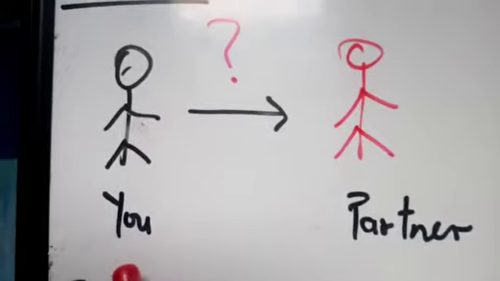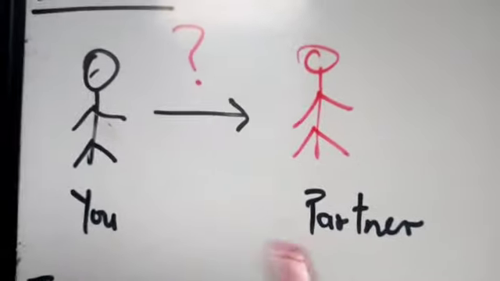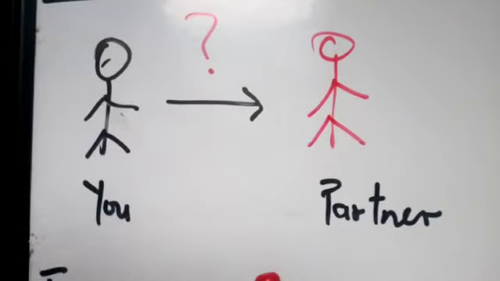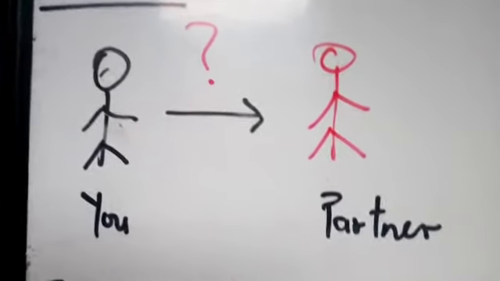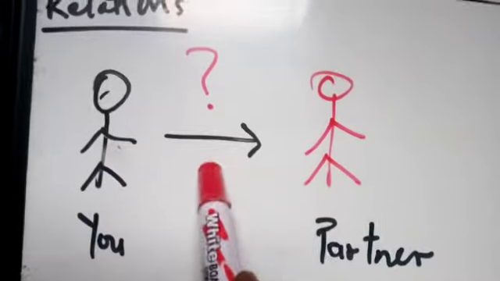Now this image here shows that maybe you are here and then your partner is also here. So what is the relationship between the two of you, right? What's the relationship here? What is the connection between the two of you? That is exactly what we are calling the relation.